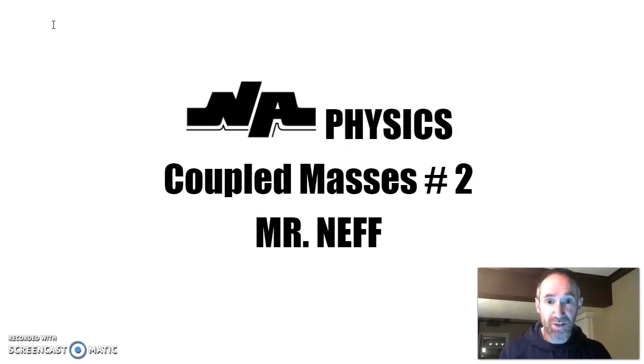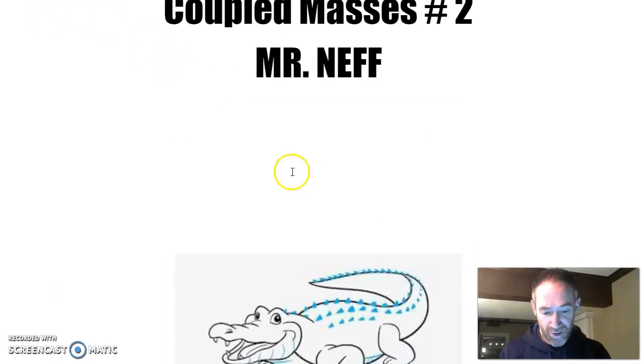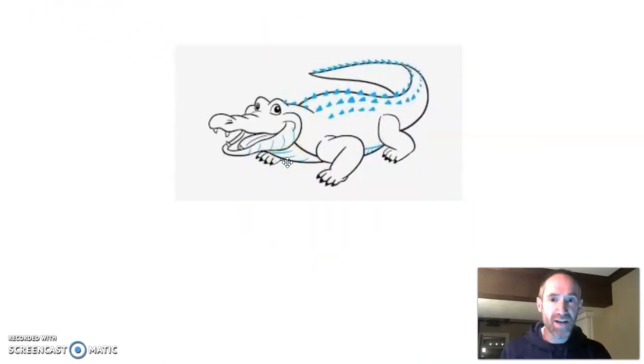Let's get into two more examples with coupled masses, but before we do, what do you call an alligator in a vest? I'll tell you about that at the end of the video.